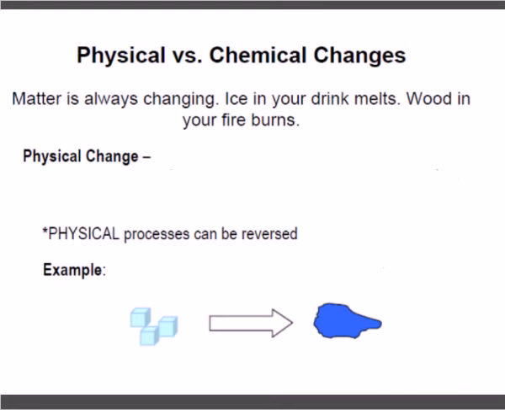So now we're going to take it a step further, guys. We talked about the properties. Let's talk about those changes. So matter is always changing. Like if you think about it, ice will melt in your drink, wood burns in your fire. All right. So we've got a physical change. Who can tell me what a physical change is, or how would you describe a physical versus a chemical change? Any ideas?